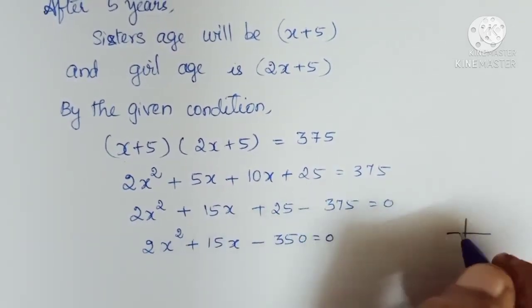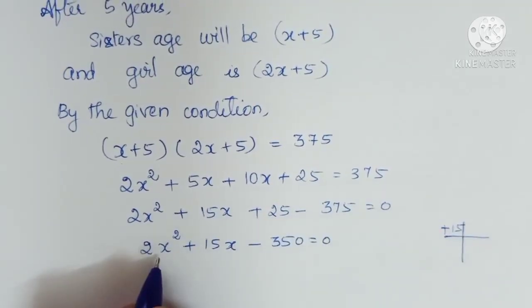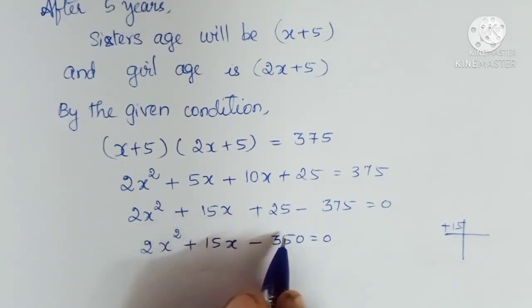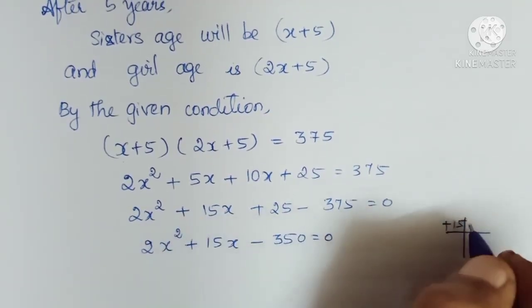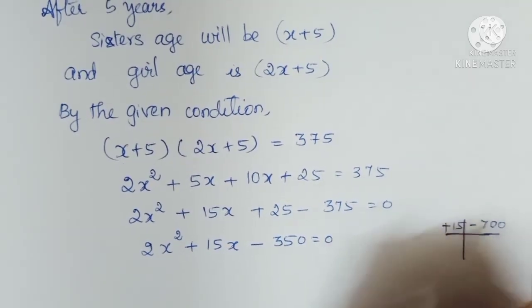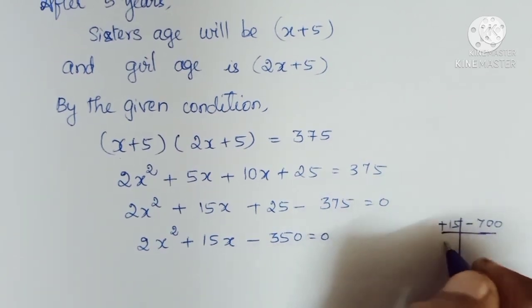So the coefficient of x is plus 15 and the coefficient of x squared is 2. Here x squared has some other number, which means you have to multiply 2 into this minus 350. So you will get the number minus 700. Now we are going to find the two numbers. If you multiply the two numbers, you will get minus 700. If you add, you should get plus 15. So what numbers are possible here? 20 and 35.